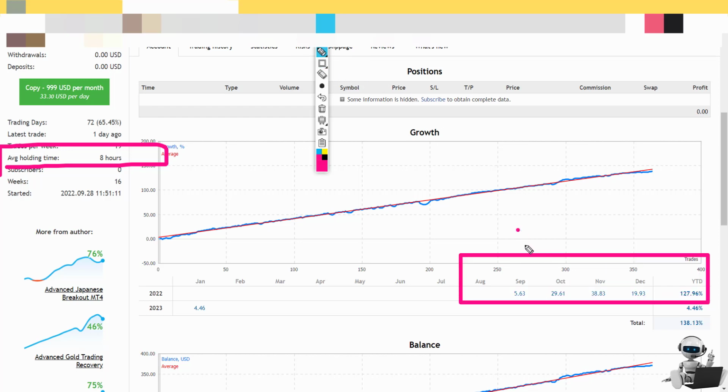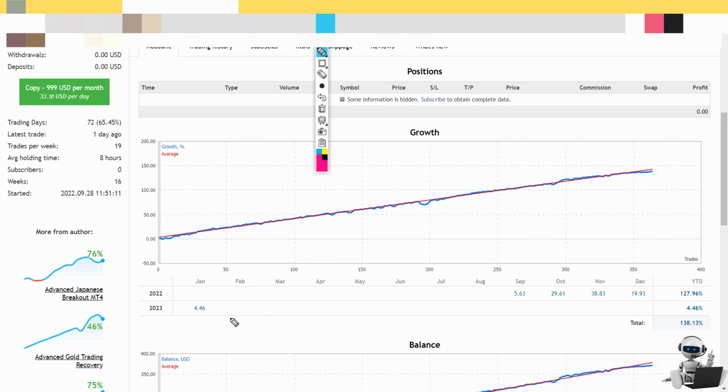Each month, September was probably the lowest one, he made 5%, October 13%, November 38%, December 19%, and January of this year he made 4%. So he's making a lot of profit in an amazing way, but we don't know if it's going to be the same for the next year or the ongoing year. So I hope this EA will continue this amazing performance.